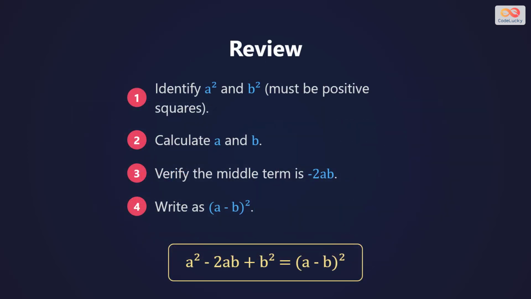To wrap up, remember these steps. Identify your perfect squares at the beginning and end. Find their square roots to get a and b. Verify the middle term is 2 times a times b. Finally, write your answer as a minus b squared. With practice, you will spot these patterns instantly.